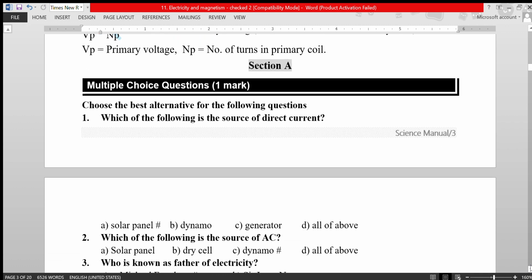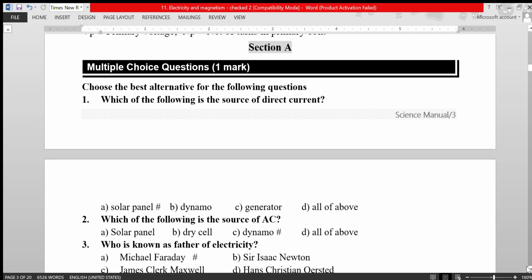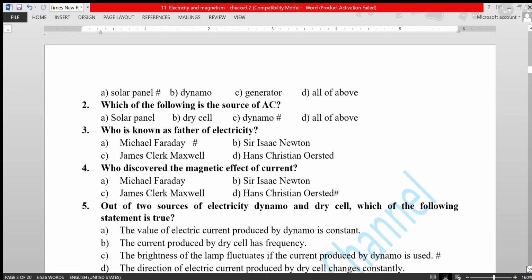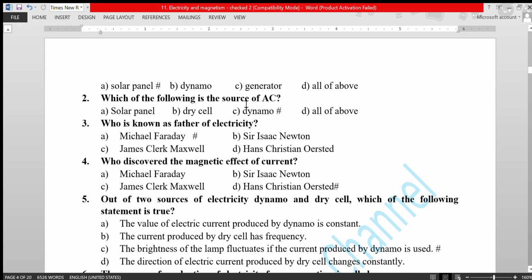Multiple choice question number 1. Choose the best alternative for the following question. Which of the following is the source of direct current? Obviously its answer is solar panel. Which of the following is the source of AC? Obviously its answer is dynamo.